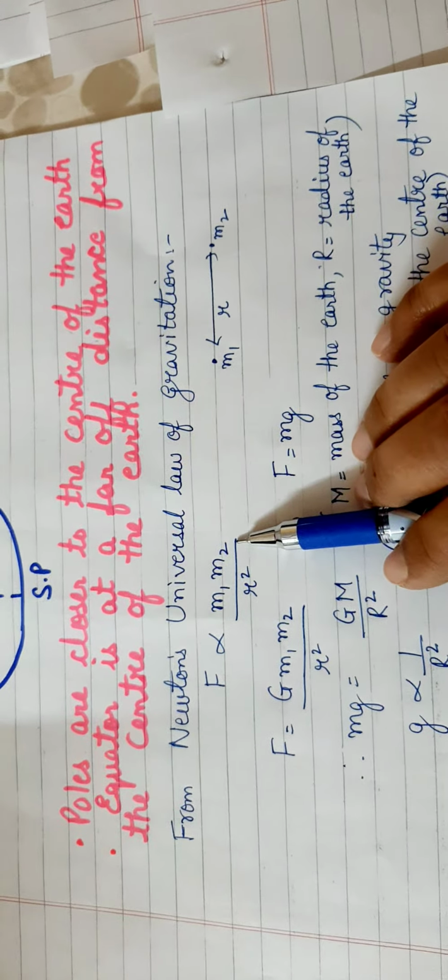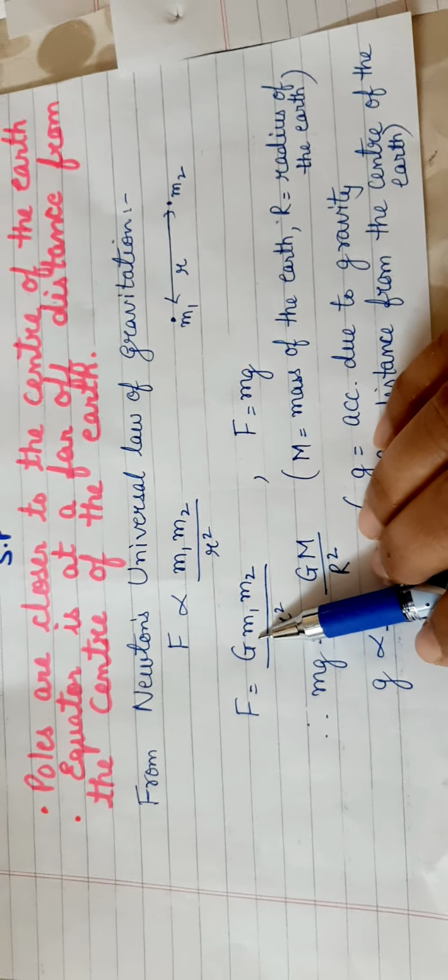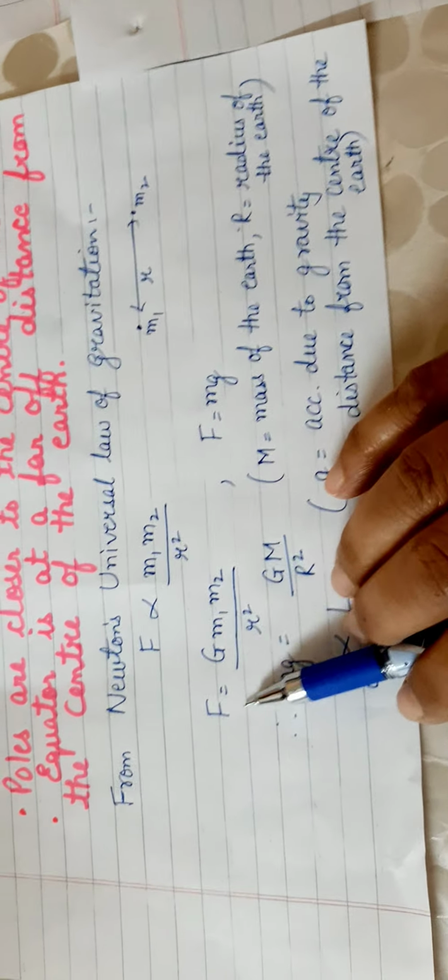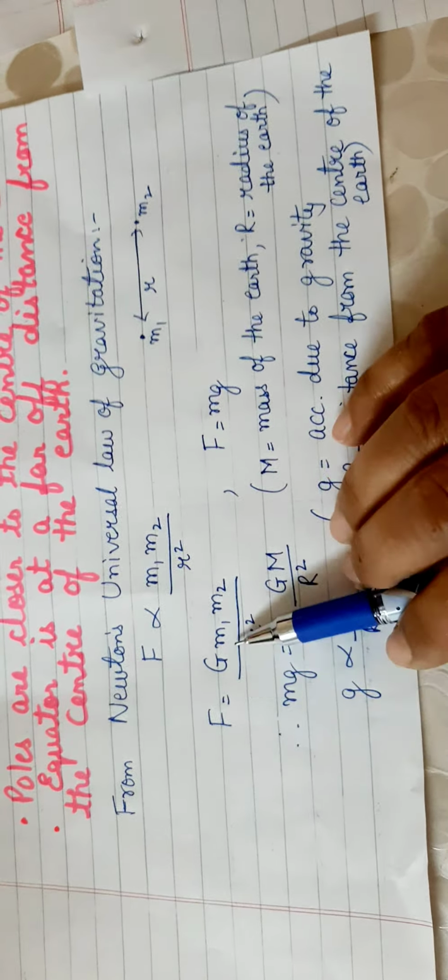So if I replace this proportionality sign with a capital G, which is called the gravitational constant, it is F equals G m1 m2 upon r square. We also know that force is equal to mg. This is another formula for force, that is mass into acceleration due to gravity.